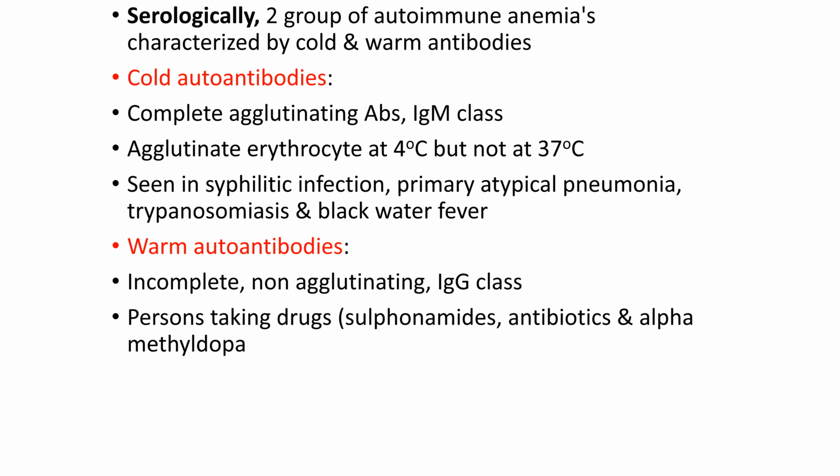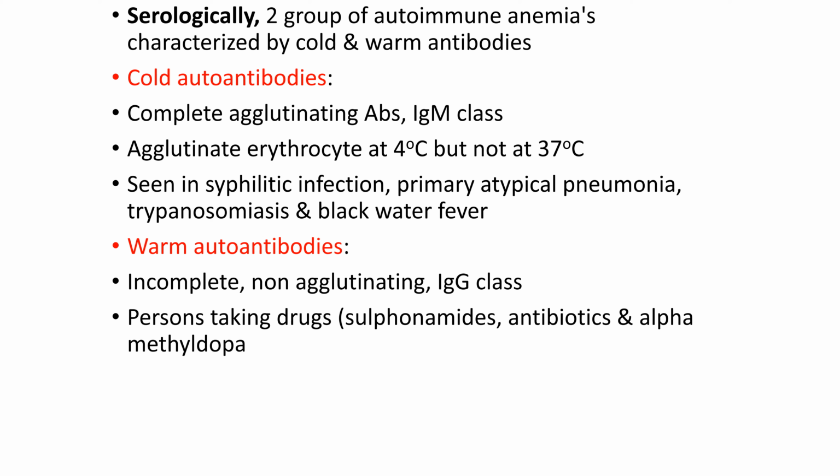In autoimmune anemias, there are serologically two groups, which are characterized by cold and warm antibodies. In cold autoantibodies, complete agglutinating antibodies of the IgM class are there. They agglutinate the erythrocytes at 4 degrees centigrade but not at 37 degrees centigrade, which is seen in syphilitic infection, primary atypical pneumonia, trypanosomiasis, and blackwater fever.